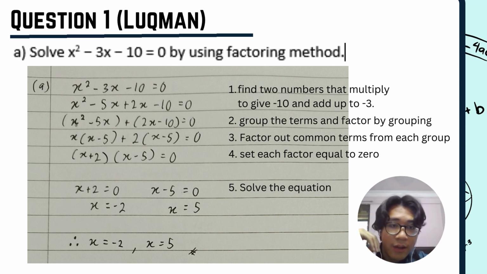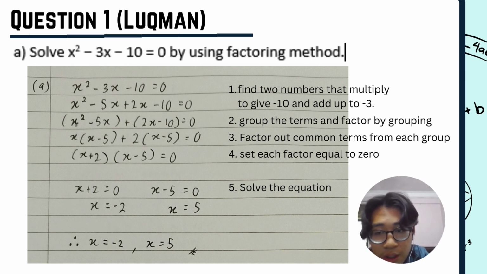So now we can factor out the common term, which is x minus 5. So we are going to get x plus 2 in the bracket multiplied by x minus 5 in the bracket equals 0. To find the solution for x, we can set each factor equal to 0. So the first factor is x plus 2 equals 0. We take 2 to the right and we get x equals negative 2. And the second factor, x minus 5 equals 0. We take negative 5 to the right and we get x equals 5.